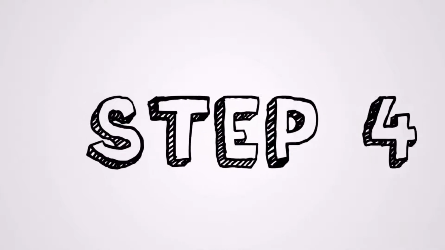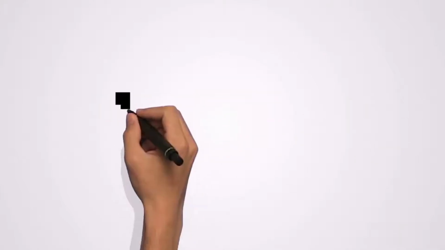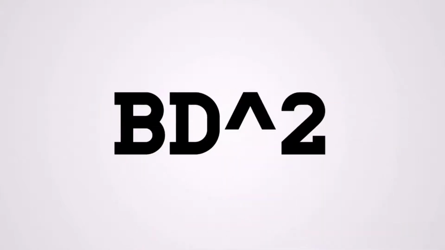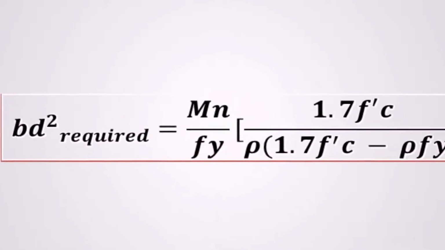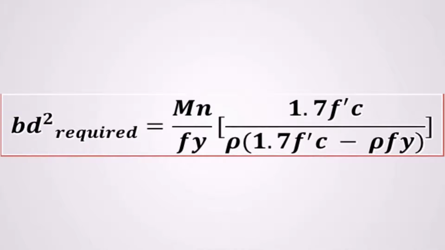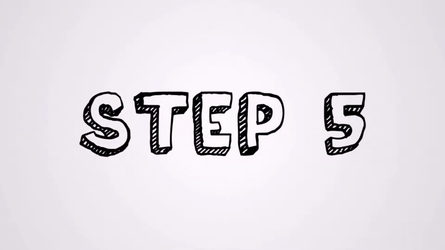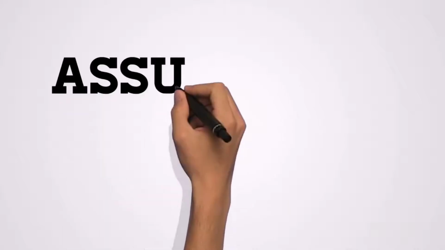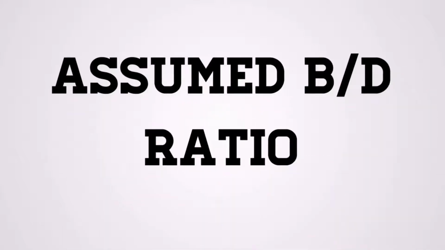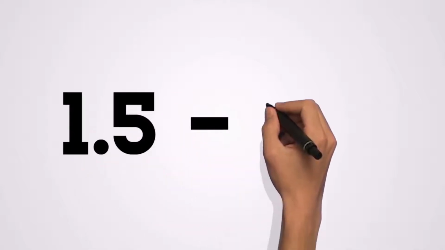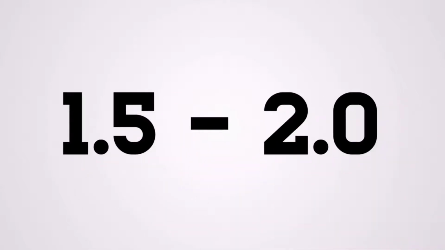Now step 4 is we are going to calculate bd squared. So this is how big the beam needs to be. This is the formula for bd squared required. Now the next step, which is step 5, is based on the assumed b over d ratio, which we mostly choose from 1.5 to 2.0, we can calculate a required b value.